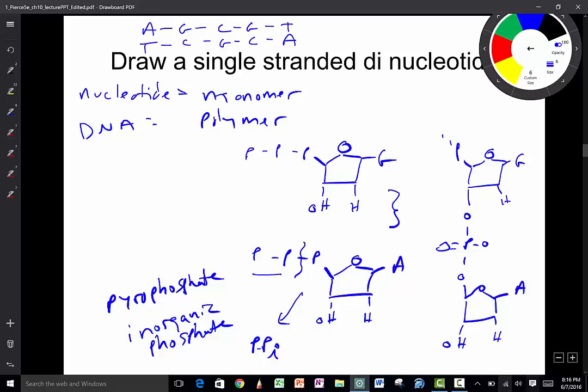This guy still has his phosphates here. And remember how these are numbered. 1 prime, 2 prime, 3 prime, 4 prime is that one, and then 5 prime is that one. So now we've drawn this molecule. We've got a phosphate on the 5 prime end, and we've got an OH on the 3 prime end. So if this nucleotide here, if this is the 5 prime carbon, then that's the 5 prime end of the molecule, and this is the 3 prime end.